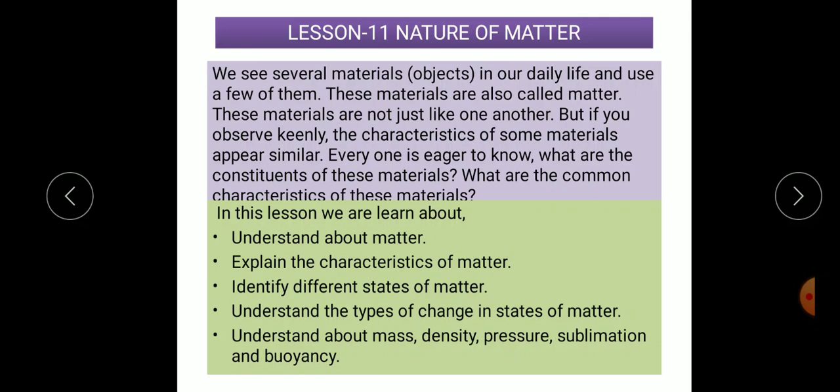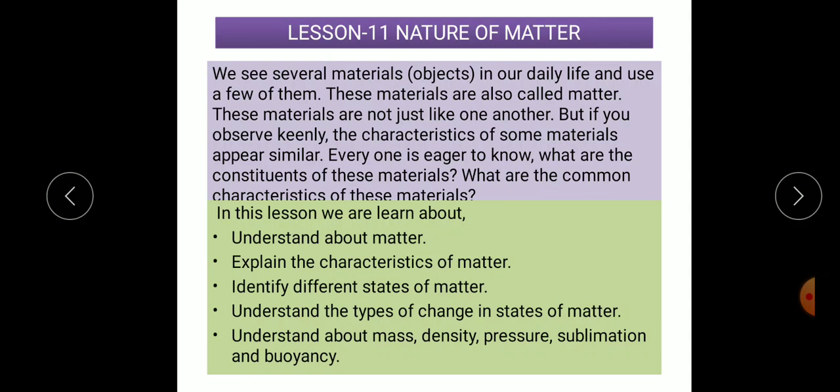We see lots of different materials. They are not the same, like a table, chair, pen, bucket, bag. They are not just like one another. If we look in detail, the characteristics of some materials are similar. What are the common characteristics of these materials? Means, what are the materials made up of? So let us learn in this lesson.